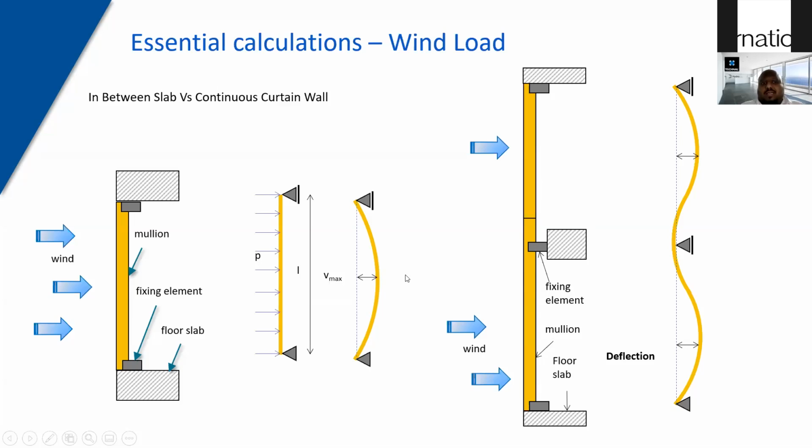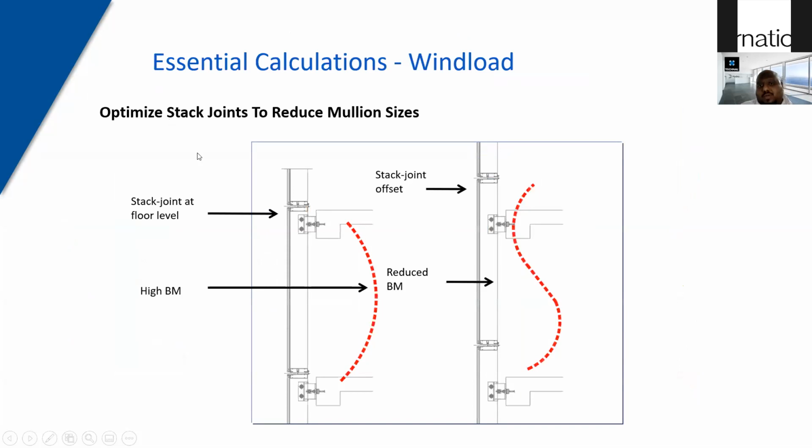So generally speaking, when you have a continuous curtain wall, you have better structural performance, and you can also save a lot on the mullion depth because you're transferring the loads between the floor levels. And also when you work with a system supplier, you're able to understand the bending moments, and by simply adjusting the fixation stack joint offset, especially on a unitized facade, you're able to further reduce the bending moment. So here, again, there is a potential to save a lot on aluminium.